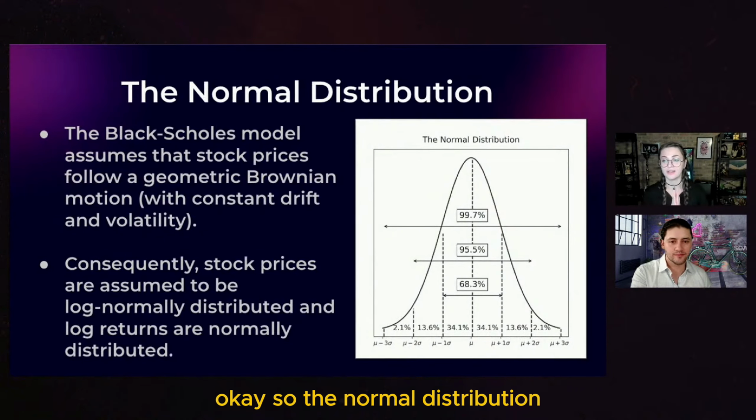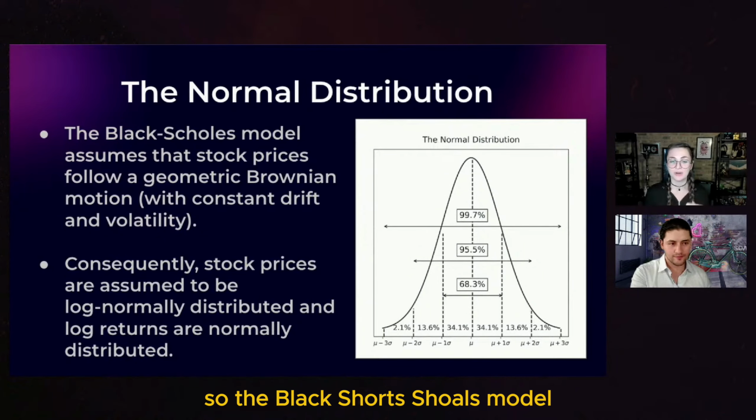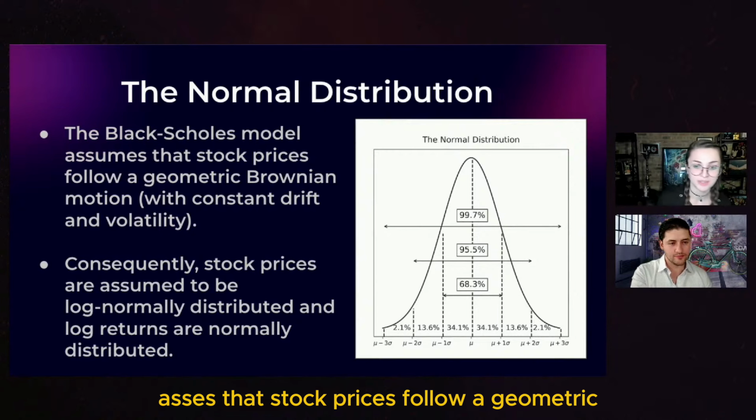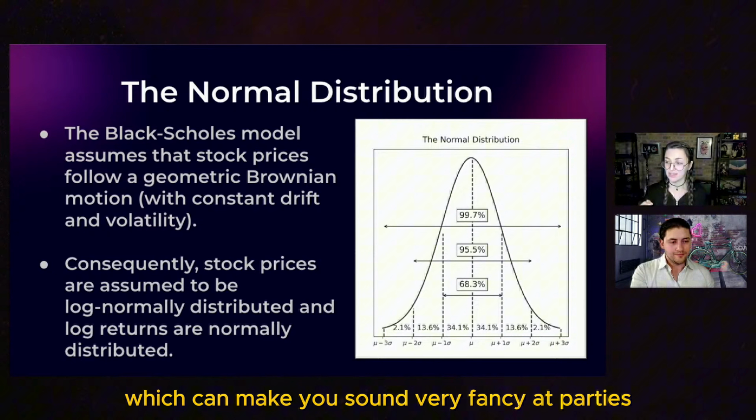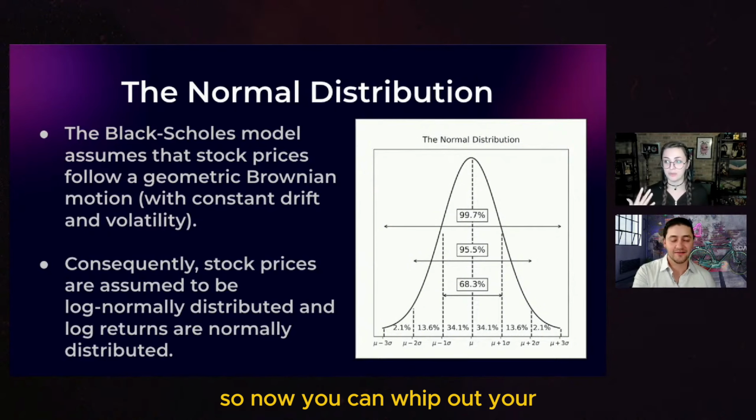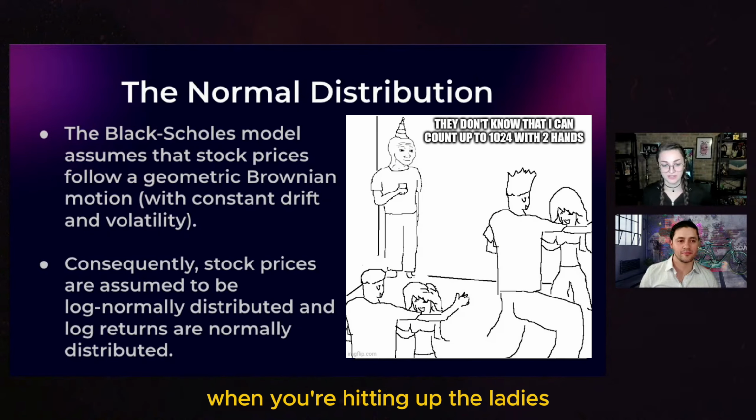Great. Okay, so the normal distribution. The Black-Scholes model assumes that stock prices follow a geometric Brownian motion, which can make you sound very fancy at parties, with constant drift and volatility. So now you can whip out your geometric Brownian motion when you're hitting up the ladies.